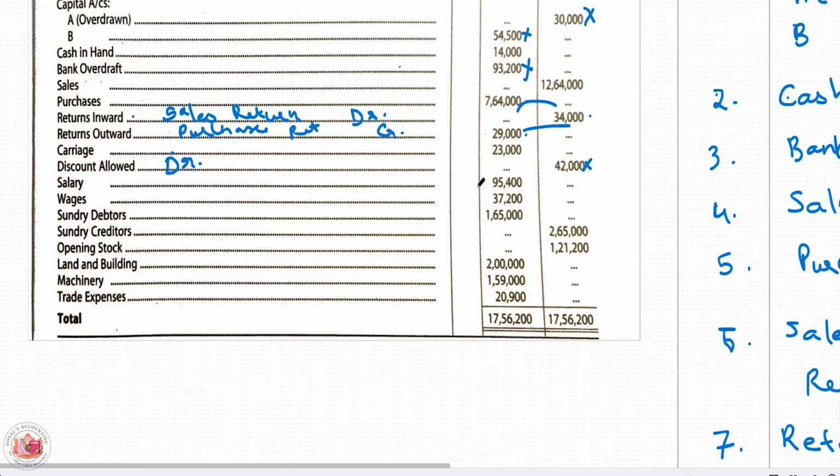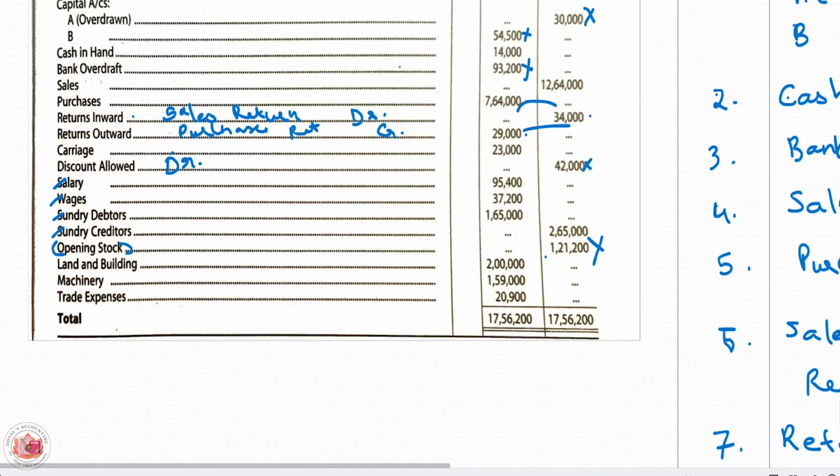Now next we have salary. Salary has been recorded correctly. Wages has been recorded correctly. Debtors as well. Creditors as well. Now opening stock. Okay, opening stock has been given to us and he has recorded it on the credit side. So stock is nothing but an asset for us. So that means it needs to be recorded on the debit side. Land and building, no problem. Machinery, no problem. Trade expenses, no problem. Okay, so only our last adjustment is in the opening stock.